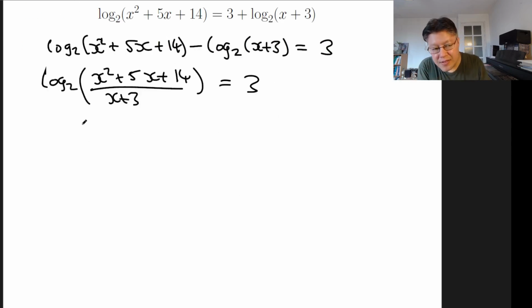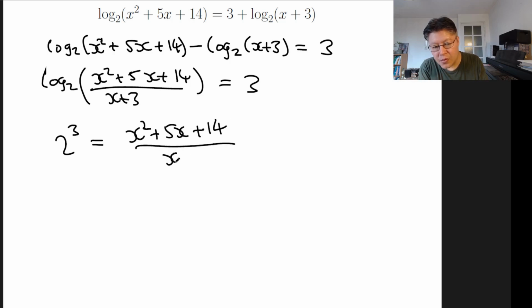So the rules of logs is that it should be 2 to the power of 3 should equal all of this. So 2 to the power of 3 equals x squared plus 5x plus 14, all over x plus 3. And now we're just going to work this out. That's an 8. And we're going to times up the x plus 3 at the same time. So 8 bracket x plus 3 equals x squared plus 5x plus 14.